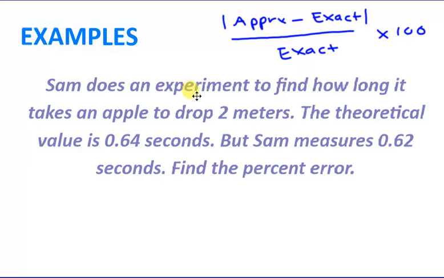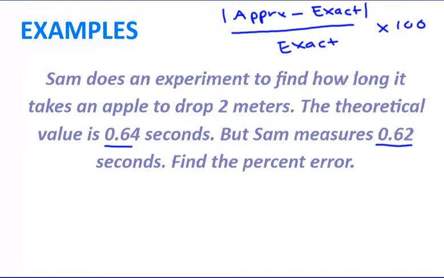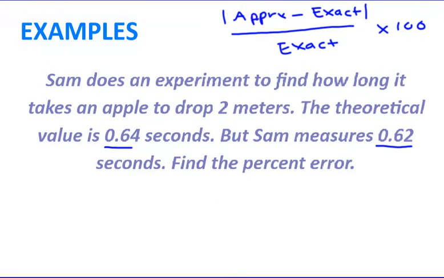Sam does an experiment to find how long it takes an apple to drop 2 meters. The theoretical value is 0.64, but Sam measures 0.62 seconds. Find the percent error. Okay, so theoretical is another word for like a hypothesis. So that's going to be our approximate value.